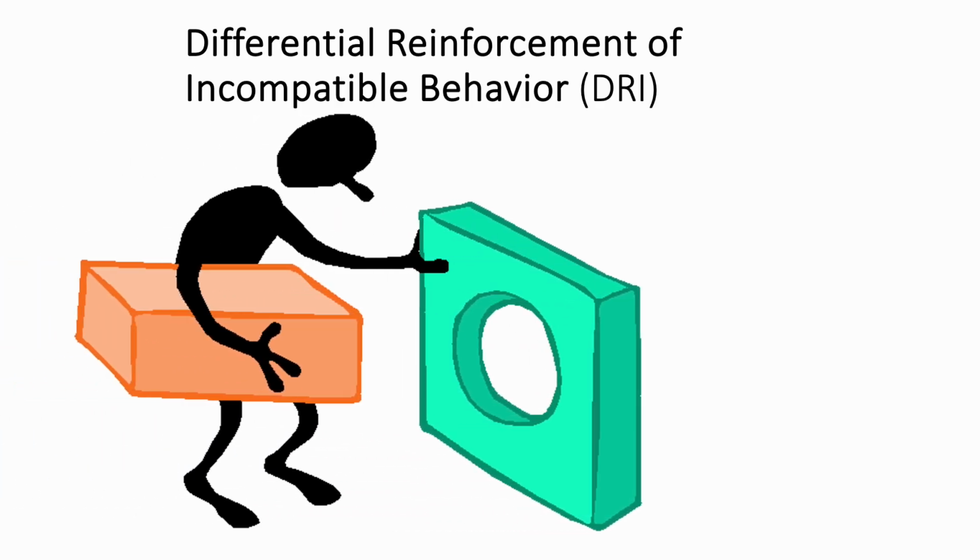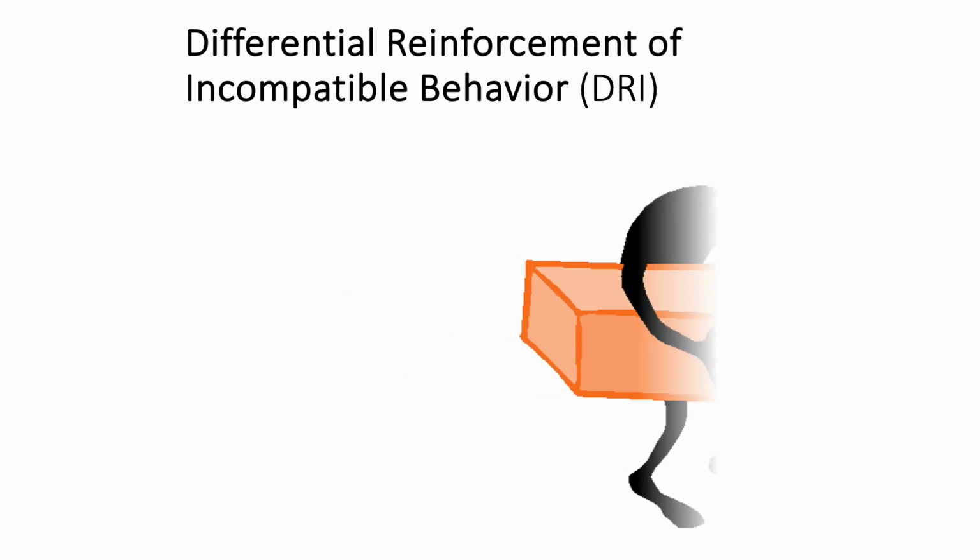So let's talk a little bit more about differential reinforcement of incompatible behavior. As you just saw in that little image, you have a person that's trying to fit a rectangle into a circular cutout, and that's not going to work. Well, that's because with an incompatible behavior, the person's not able to engage in the alternative incompatible behavior that you've selected at the same time as the maladaptive behavior.